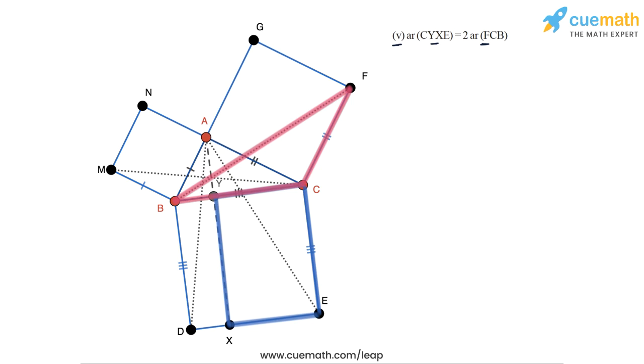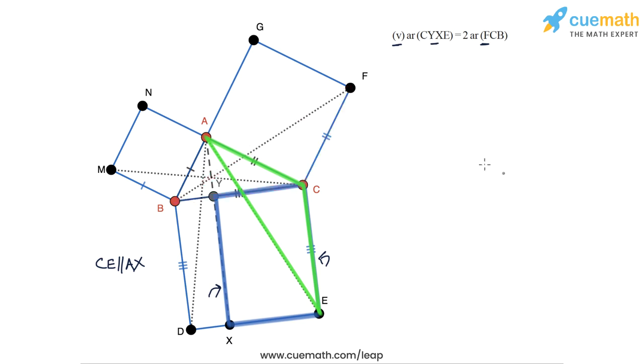To do this, we can follow the approach that we took in part 2. We can first compare the area of rectangle CYXE with the area of triangle ACE. These two are on the same base CE and between the same parallels CE and AX. So CE is parallel to AX, and this means that the area of the rectangle CYXE will be twice the area of triangle ACE. And also from the previous part, we saw that triangle ACE is congruent to triangle FCB. So these two triangles will have the same area, and hence the rectangle's area will be twice the area of triangle FCB.